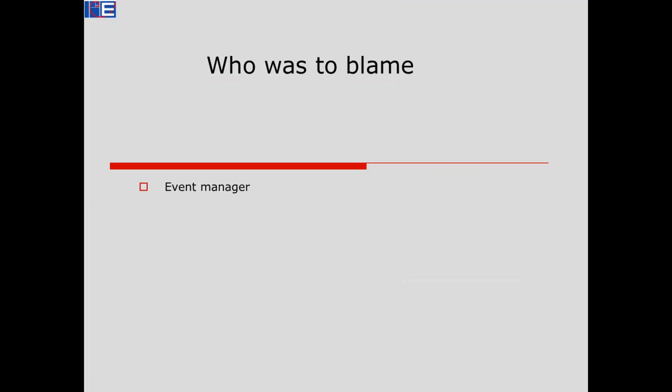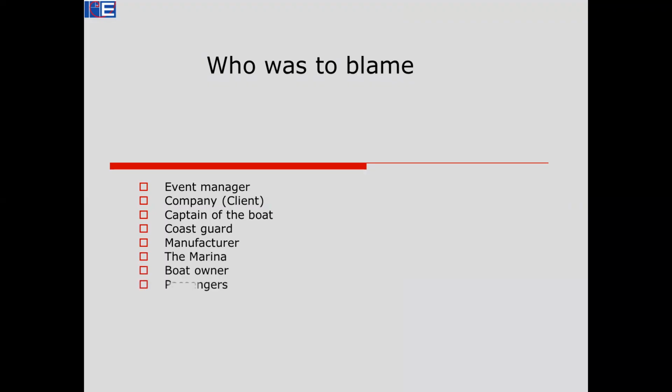The event manager was to blame. The company, the construction company. Remember, whoever's to blame could go to jail. So this is important. It's not like a game. Captain of the boat, the Coast Guard, the manufacturer of the boat, the marina itself, the boat owner, the passengers, maybe that was the passengers' fault, the weather, the fish. In other words, what will happen is everybody will come up with somebody else to blame, not them, right?